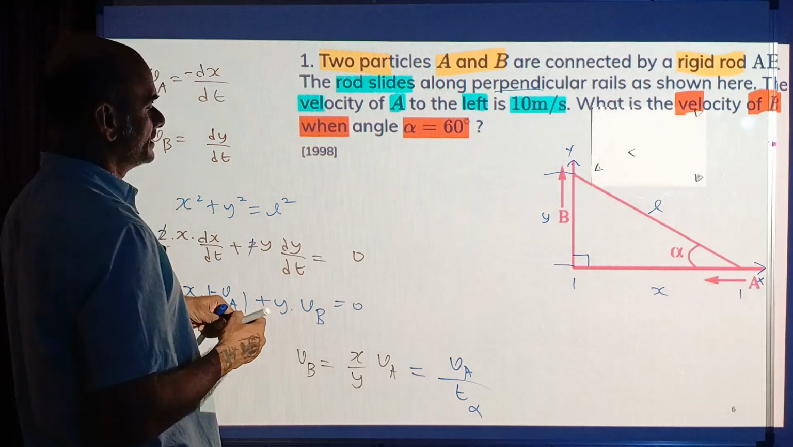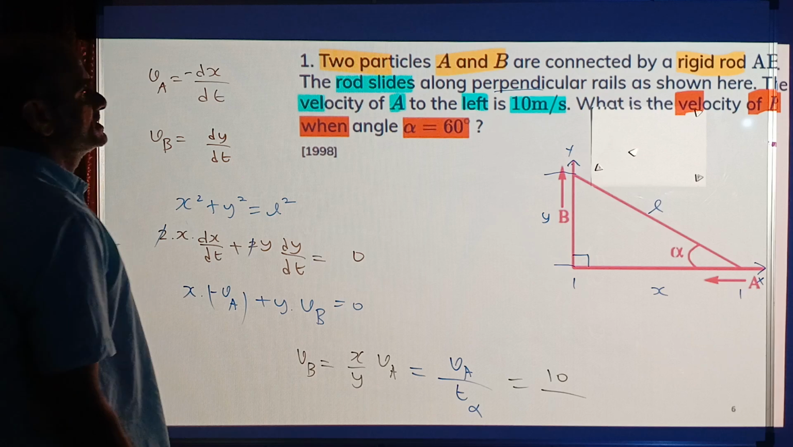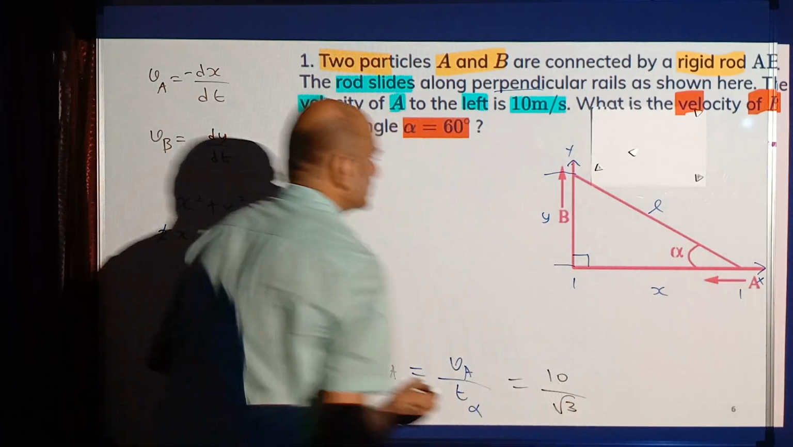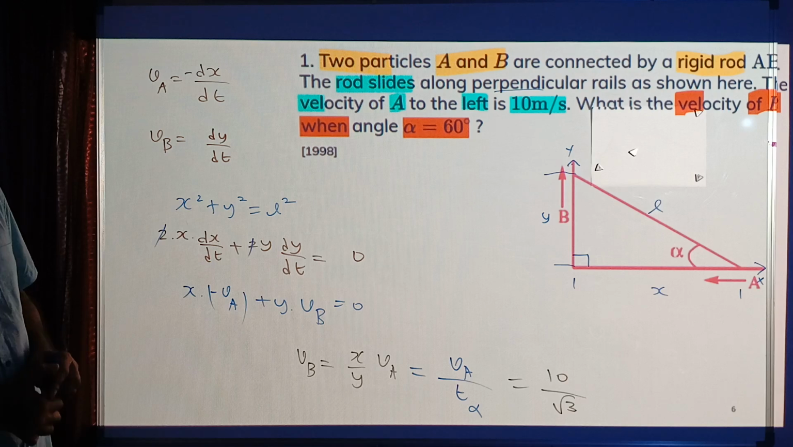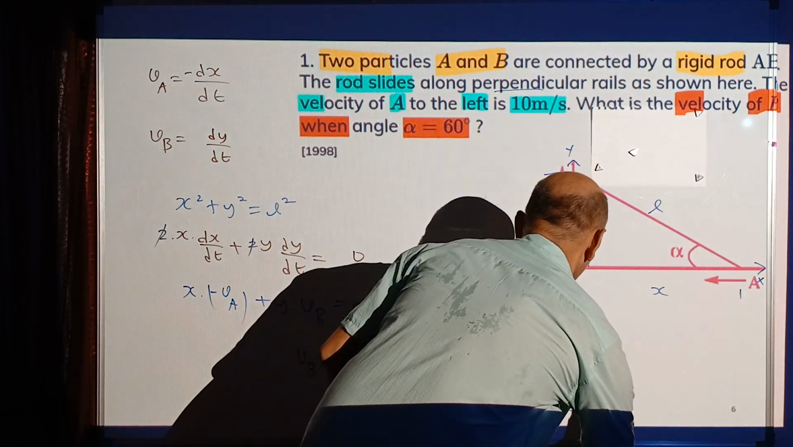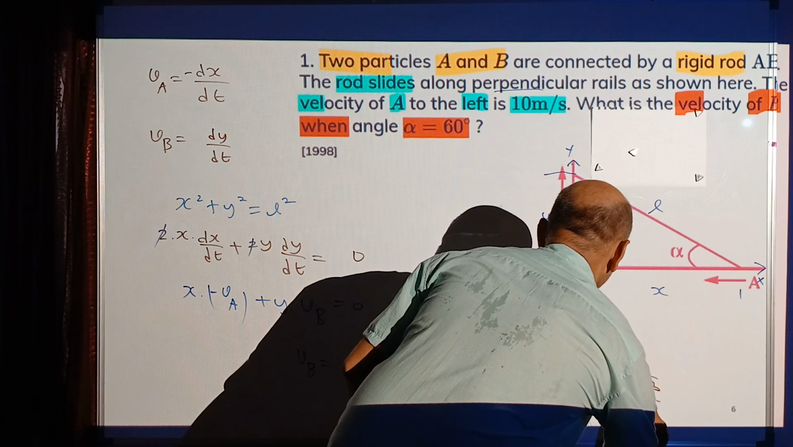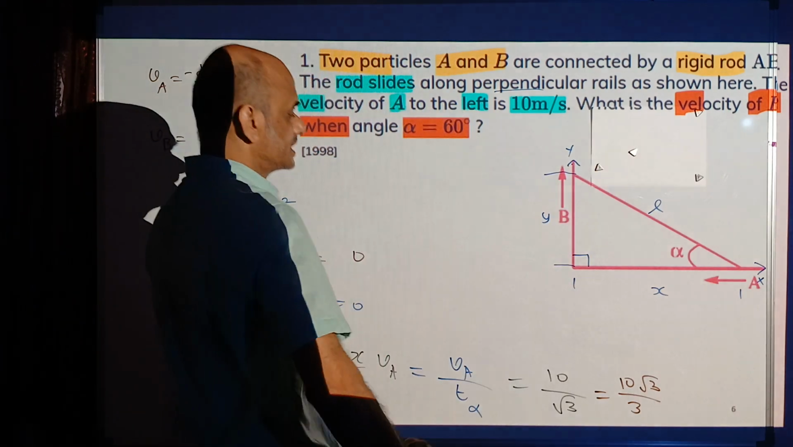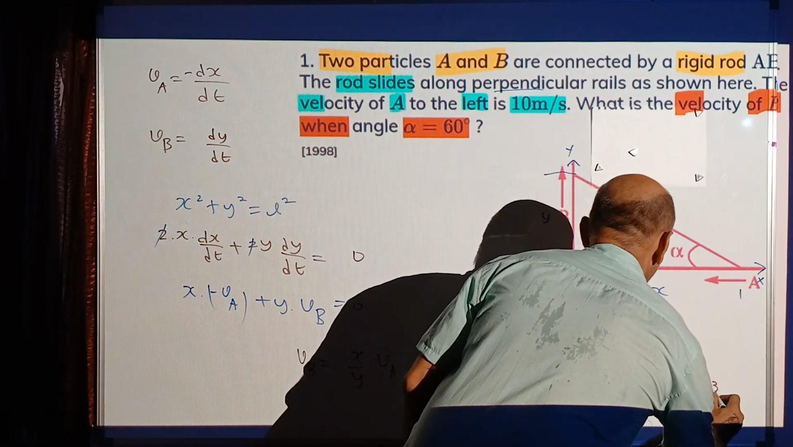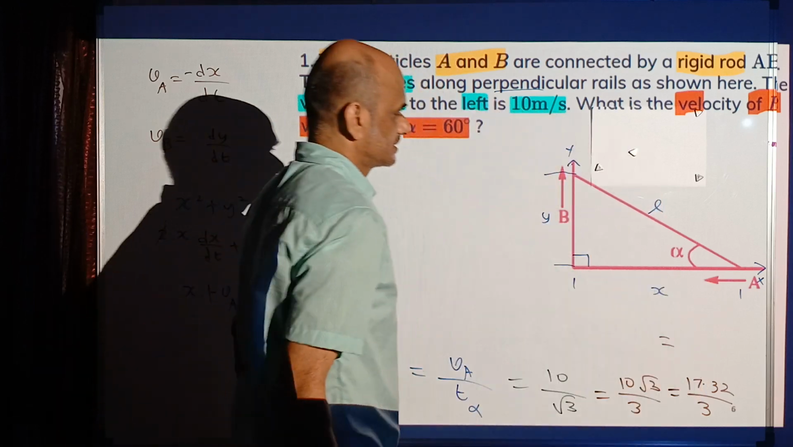va is 10, tan alpha is tan 60, which is root 3. So 10 by root 3 is the answer. So this can be written as 10 root 3 by 3. Root 3 is 1.732, so this is nothing but 17.32 by 3. This we can calculate.